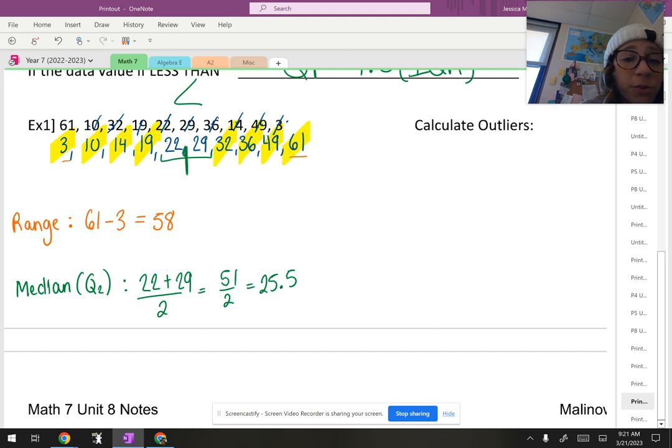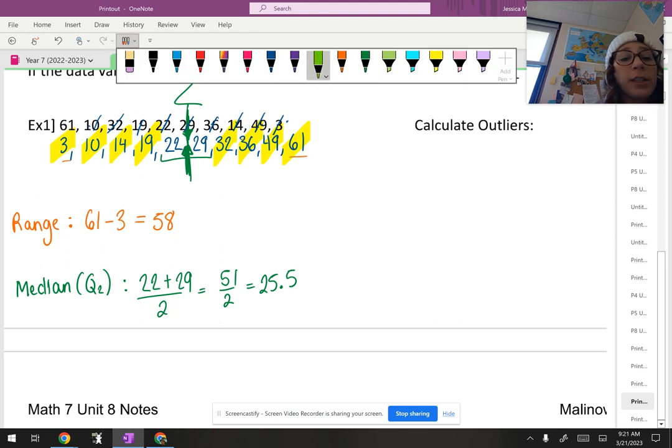And that falls right in the middle of the 22 and the 29. That's what finding the average is. You're finding the middle of it. So that right there allows us to split our data into 2 equal parts.